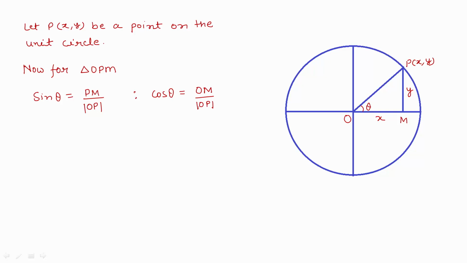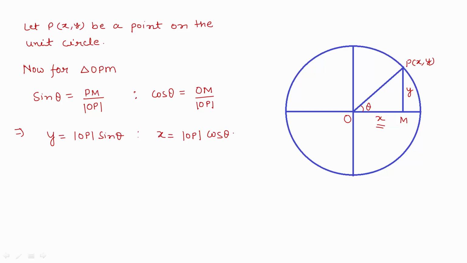As PM is equal to y, this means y is equal to OP sin theta, and OM is equal to x, so x is equal to OP cos theta.